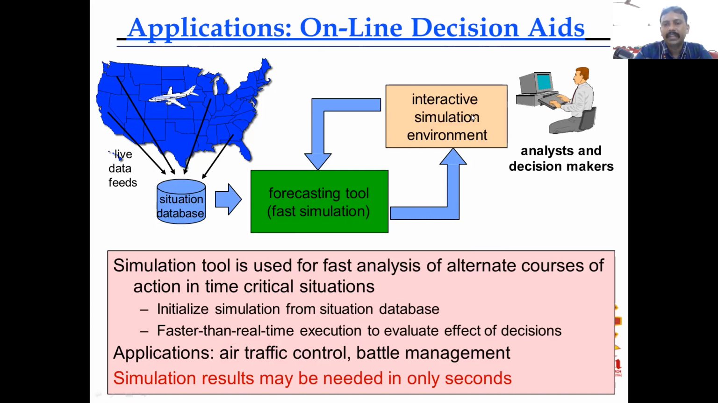The simulations should interact with the simulation environment. The interacting environment helps decision makers make effective decisions via the simulation analysis. In this case, flight movements, the fast database and the future database help in predicting the future. Decision makers are helped to make decisions very fast. The simulation is very helpful. These simulation tools are used for fast analysis and alternate courses of action in time critical situations.